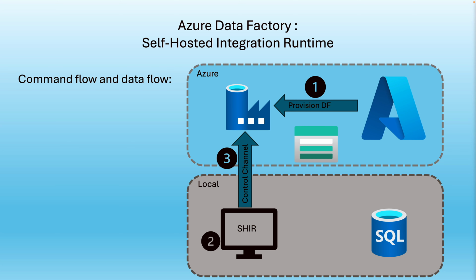And the last step is that the self-hosted integration runtime copies data between an on-premises data store and cloud storage. The direction of the copy depends on how the copy activity is configured in the data pipeline. For this step, the self-hosted integration runtime directly communicates with cloud-based storage services like Azure Blob Storage over a secure HTTPS channel, and with on-premises stores like MS SQL.